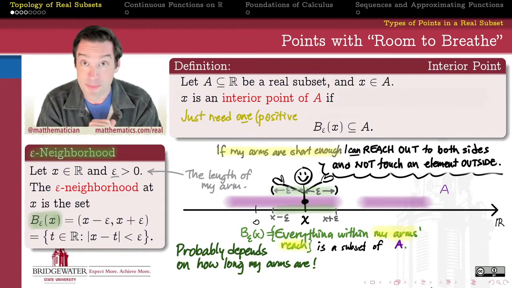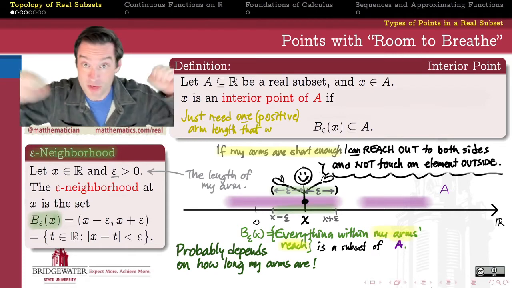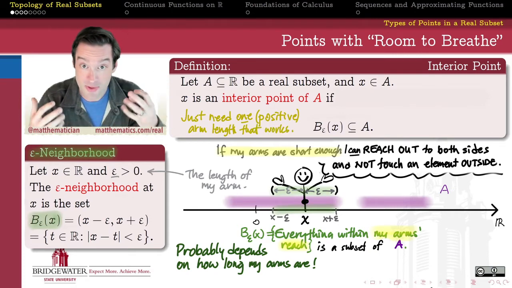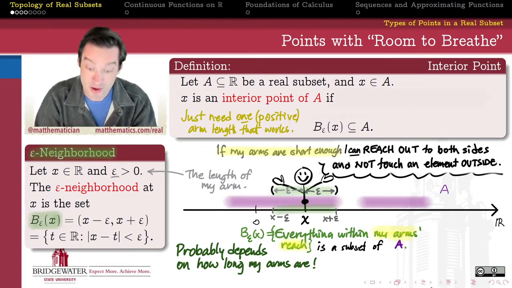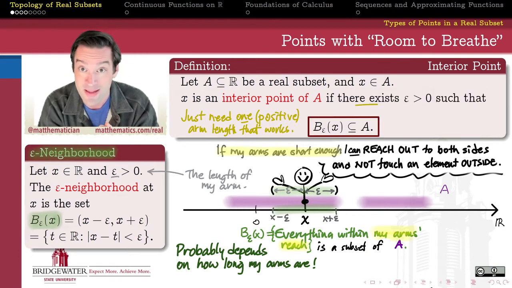And all we need is one example. We don't need this to be true for a bunch of different arm lengths or radii or whatever. We just need a single value of epsilon for which the epsilon ball is a subset of A. And so we get the existential quantifier in this definition.